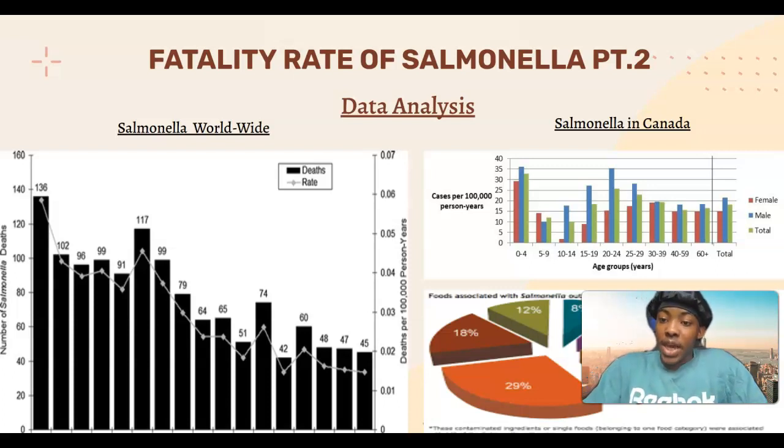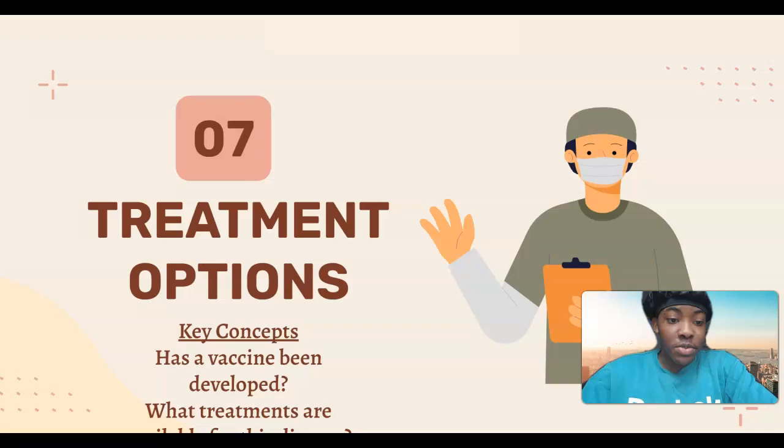And here, salmonella in Canada. So as you can see, the ages 0 to 4 have the highest rates because these are children. They're most likely to play in the sand and stuff, not wash their hands, and eat contaminated food. So yeah. Next, some treatment options.